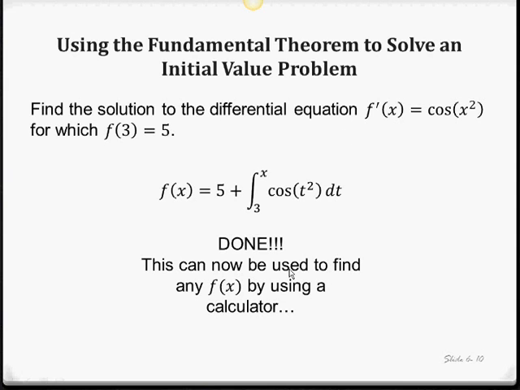I can now use that function to find any f of x value by simply putting it into my calculator. So if I wanted to find f of 5, I can just put in my calculator 5 plus fnInt(cosine of x squared, x, 3, 5), and I would be able to find that answer. So this process is completely fine to solve differential equations as well.